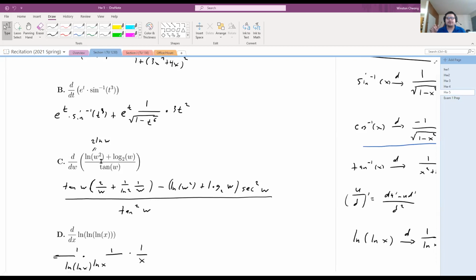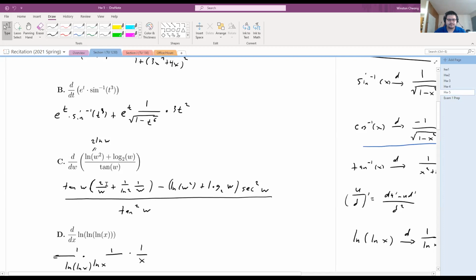It'll be 1 over w squared times 2w, but it goes to be the same. So then what am I doing? I'm doing a quotient rule, and I wrote quotient rule off to the side here. Okay, so you just have to remember you take the denominator, tangent, times the derivative of the numerator.